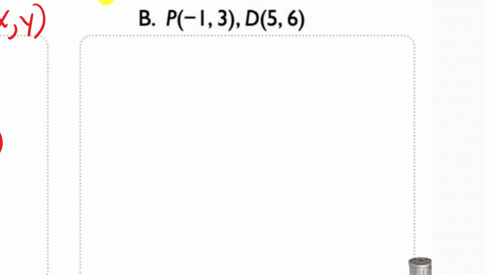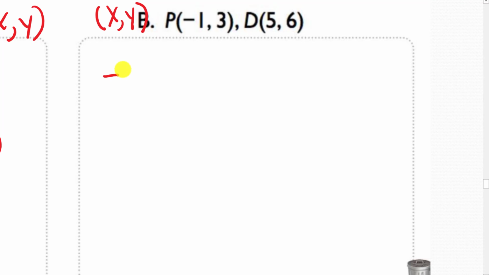Okay, so here we are looking for a point. P is the middle. They gave us D as an endpoint, so we have another point that we need to find out. That is the x, y. And then the middle is negative 1, 3. All right, so again, the middle is going to equal one endpoint plus the other endpoint divided by 2.